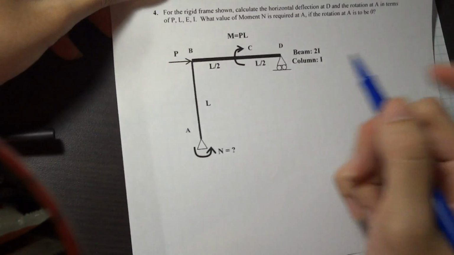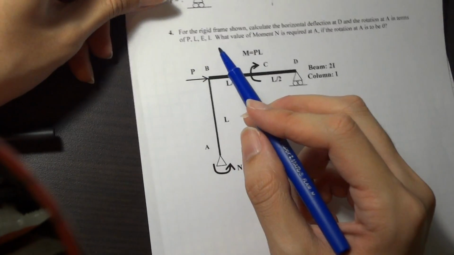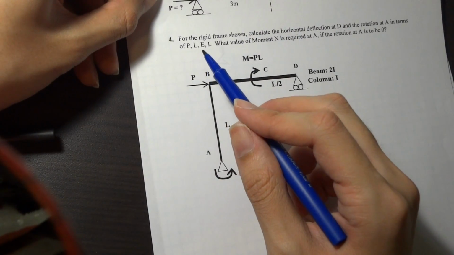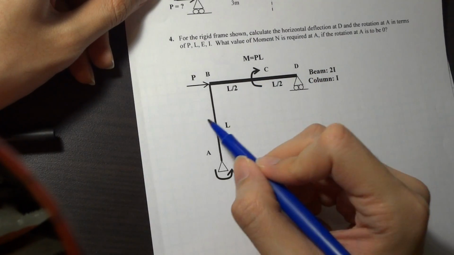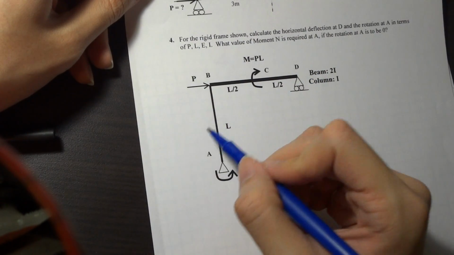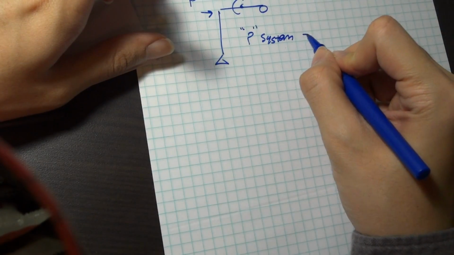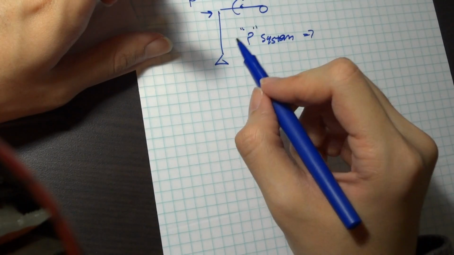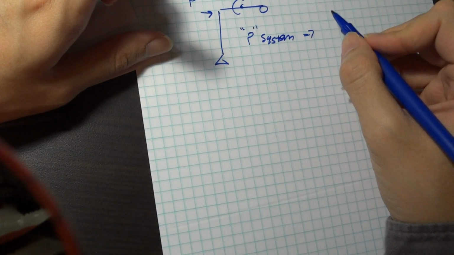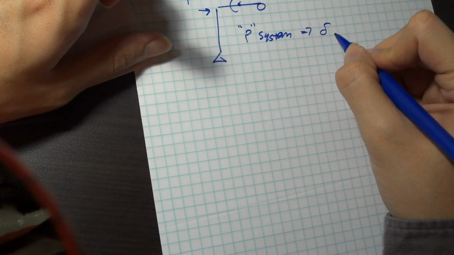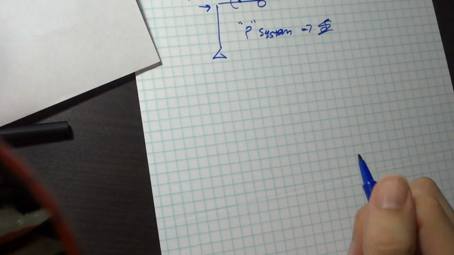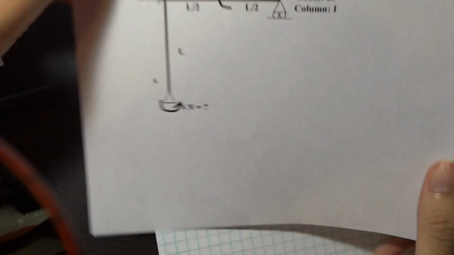Sorry, I lied. There's no area information given. It doesn't say to leave it in terms of A. It doesn't tell you what the cross-sectional area of these members are. So you can ignore axial deformations. So in other words, just draw the moment diagram for this problem.